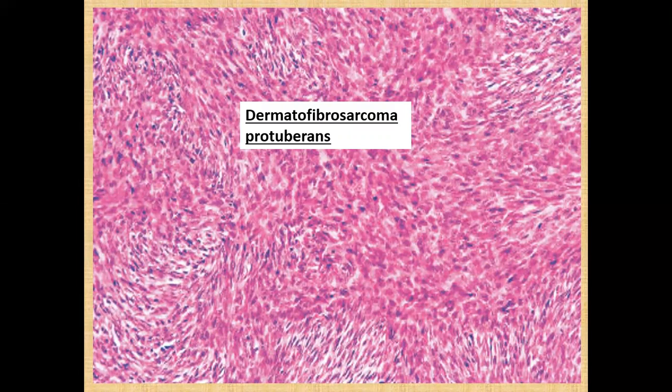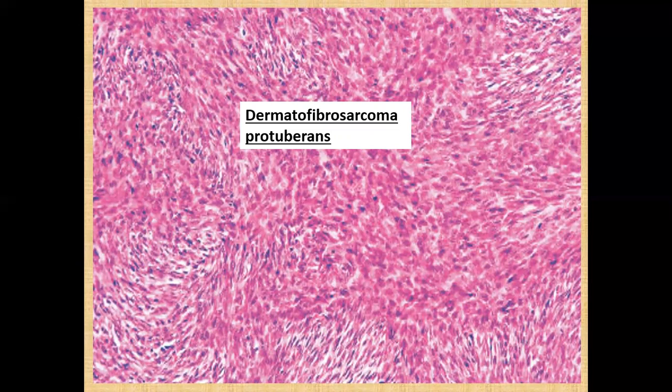After completing these adnexal tumors, we come to those tumors which originate from the connective tissue. And there are two important tumors that originate from the fibroblast: dermatofibrosarcoma protuberans and dermatofibroma.